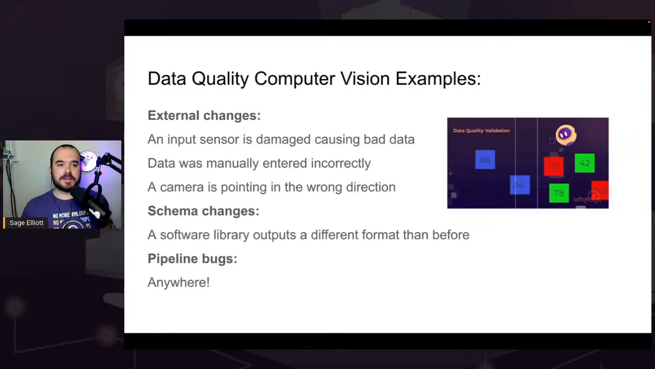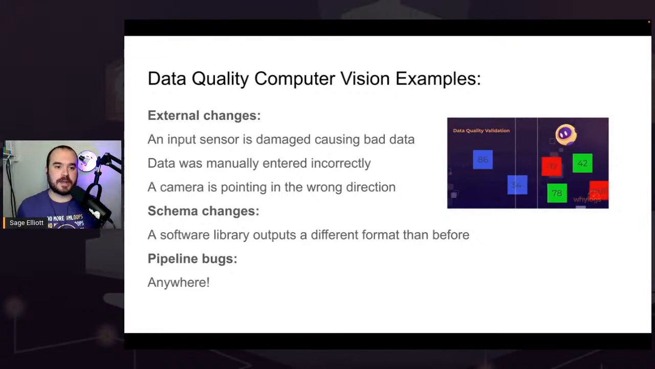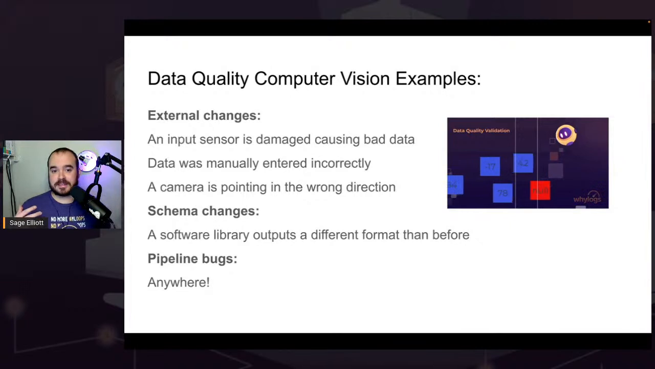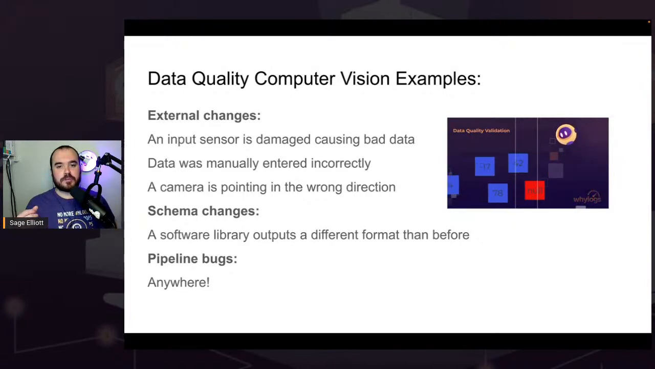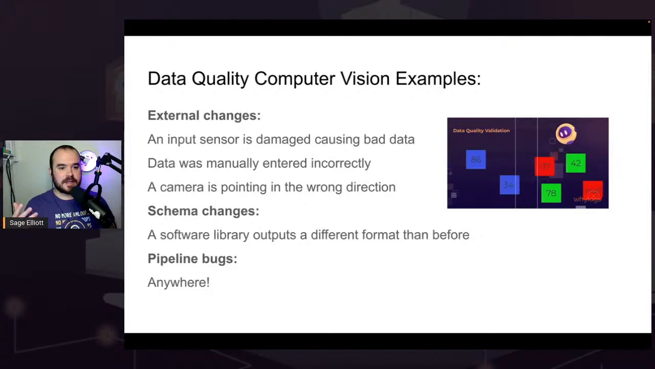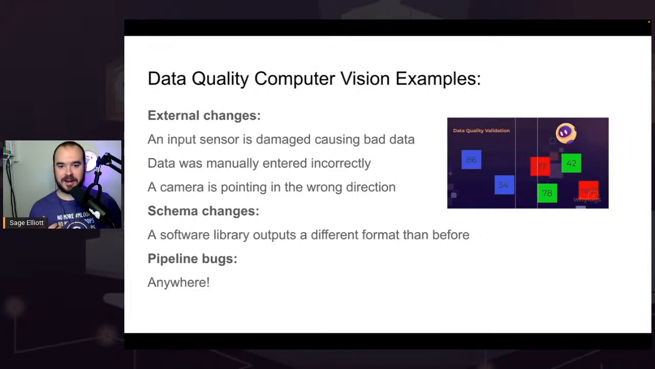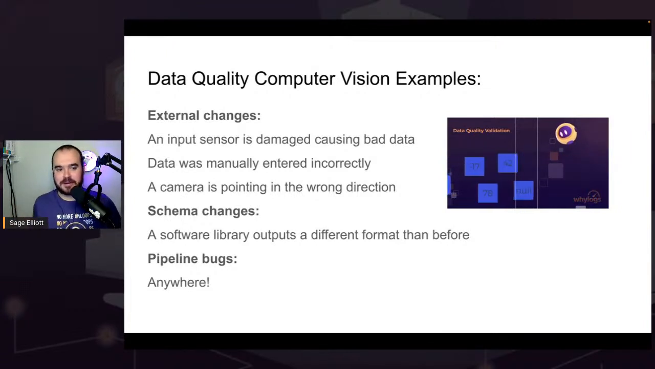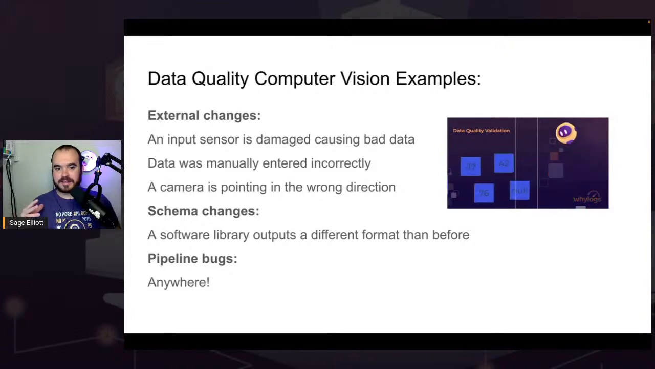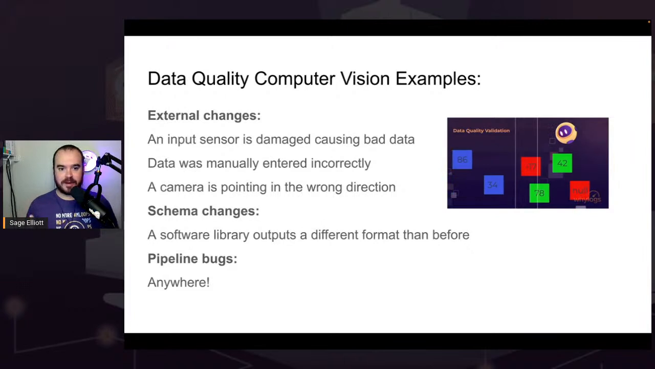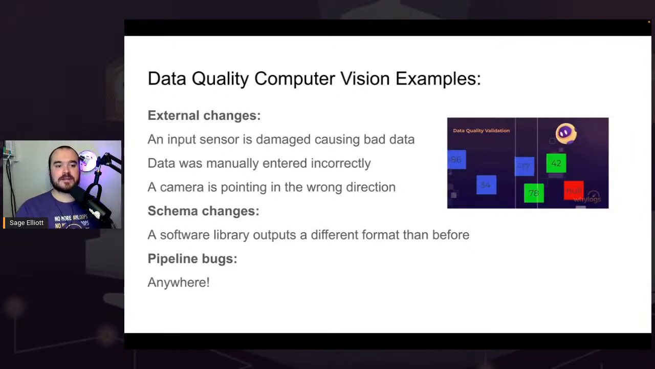So some examples of data quality issues in computer vision. An input sensor could be damaged. In that case, that's like a camera causing bad data. Or data was pre-processed and something happened incorrectly there. I've actually done that a lot. Like I mentioned, I have a background in computer vision, and I've accidentally read in my data weirdly, or I did something weird once it was already in my code. So if you're not monitoring for that, that can very easily happen as well.